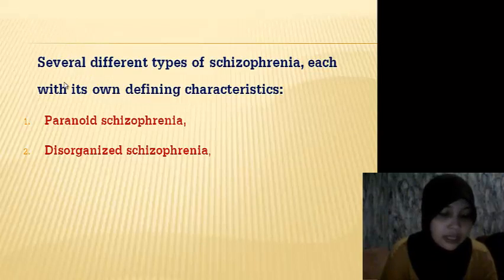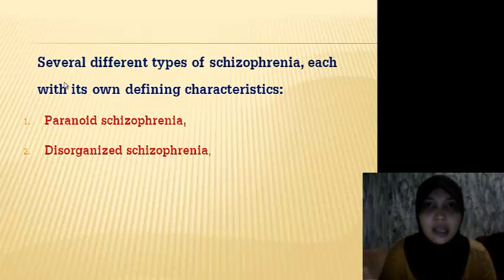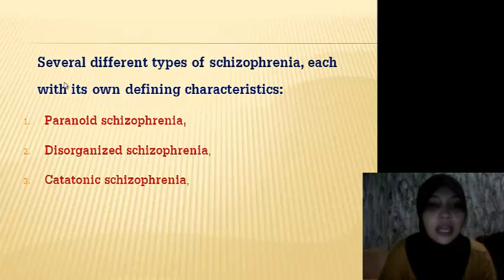Disorganized schizophrenia, in which a person is often incoherent but might not have delusion. Disorganized schizophrenia, they do not have a delusion, but they are often incoherent.